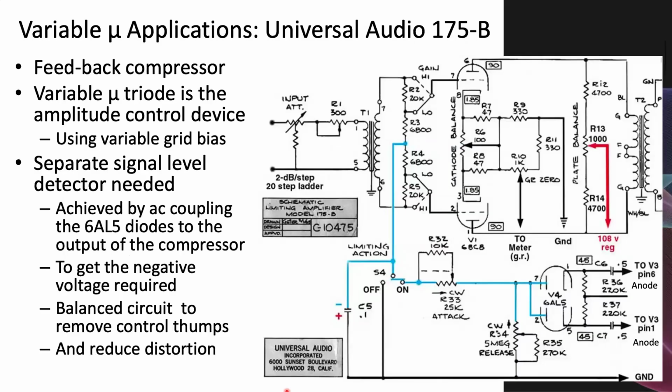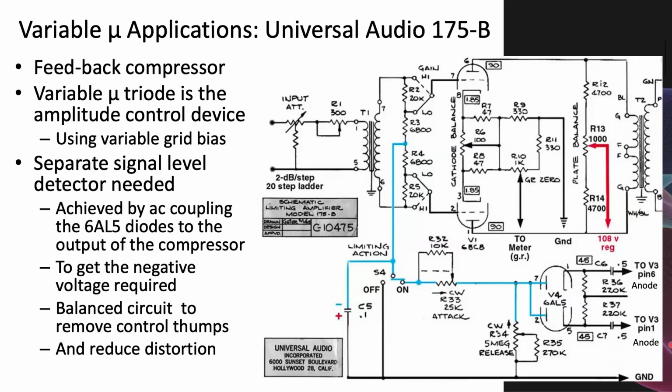And here's another classic variable mu compressor. I've chosen it only because it's the simplest one I could find. The variable mu triode here, double triode, is the amplitude control device, and the control voltage comes from here and varies the bias on the triodes, and therefore varies the current through the device and therefore the gain through the device.